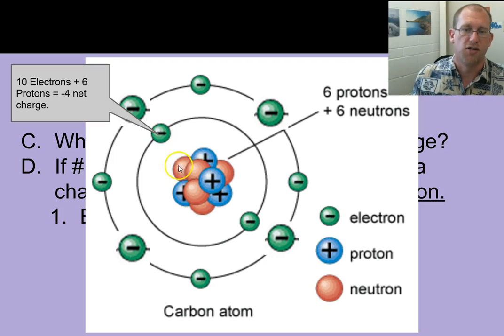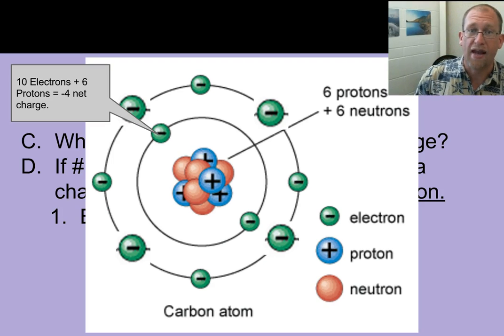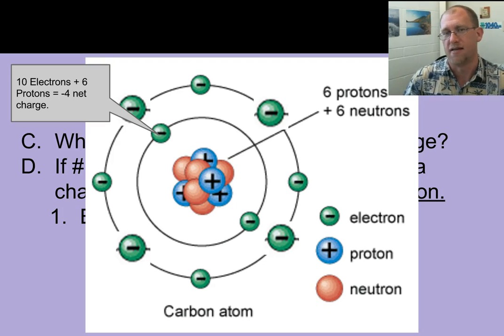Okay, here's a picture of that. Still 6 protons, but now we have 10 electrons. So 10 electrons plus 6 protons is a negative 4 net charge. This is a negative 4 ion. You'll get to the terminology with anion and cation a little bit later, but this would be an anion because it has a negative charge. Negative ions are called anions.